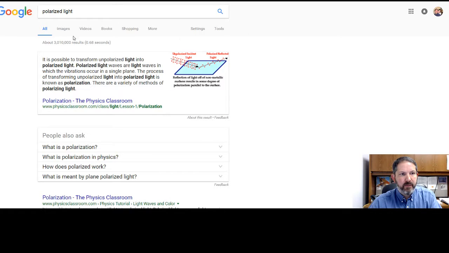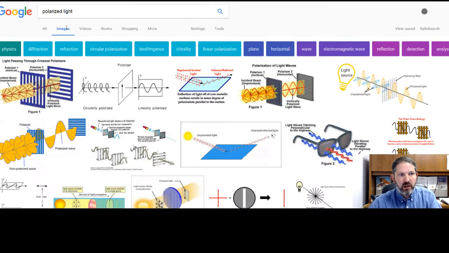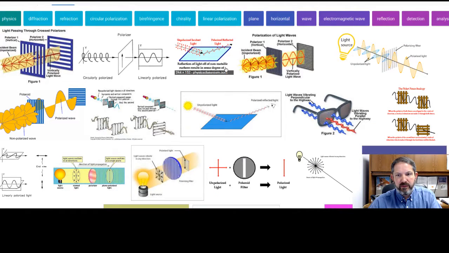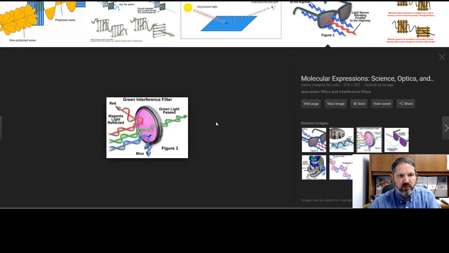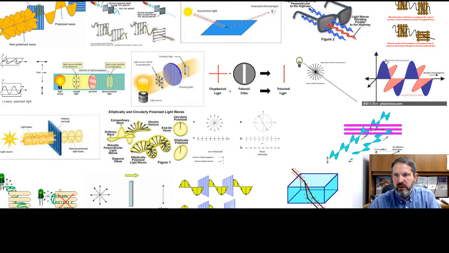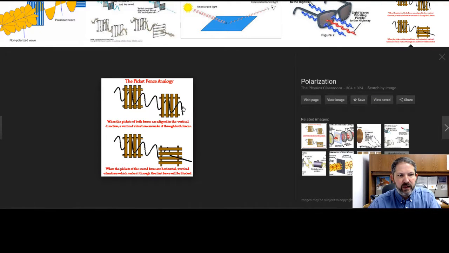If I just search for images on Google, I've got some interesting things here. And I think, oh, sunglasses. Lots of people get sunglasses that say they're polarized. So here are light waves that are vibrating parallel to the highway. They're getting blocked. Light waves that are going perpendicular to the highway don't get blocked. This might help us understand that some reflections get blocked, others don't. Here's a filter that only allows certain color through. Here's a picket fence analogy.